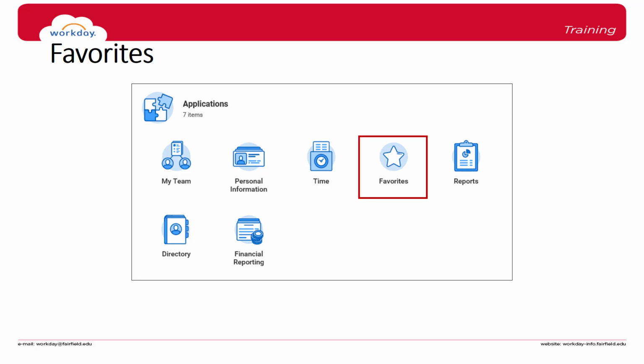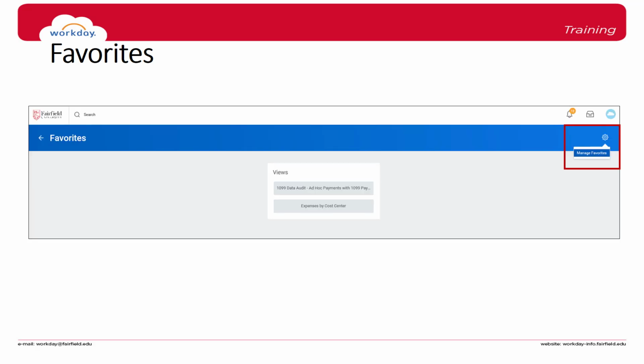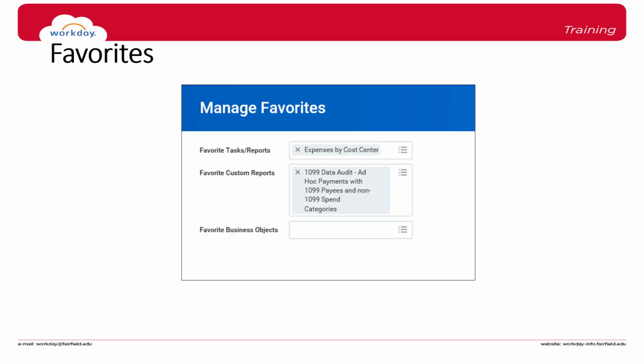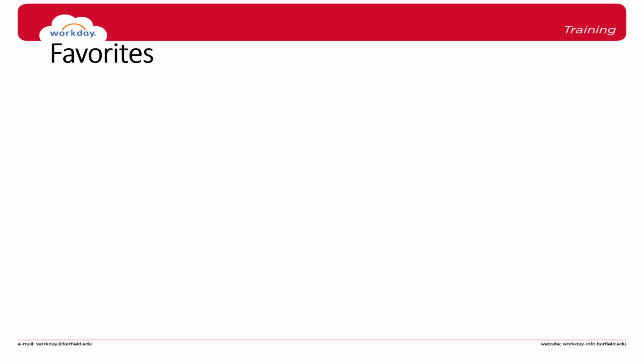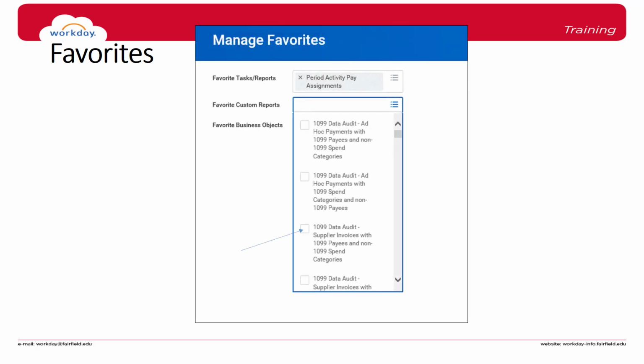You can add tasks, reports, and business objects that you access frequently to the Favorites worklet. To do this, click the Favorites worklet on the home screen, then click the gear icon at the upper right of the screen. Click Manage Favorites. On the Manage Favorites screen, click the Selection button and scroll to the item you want to add. You can also type the name of the item to search for it. Click on the Item selection box. Then, to finish, click the orange OK and Done at the bottom left of the screen.